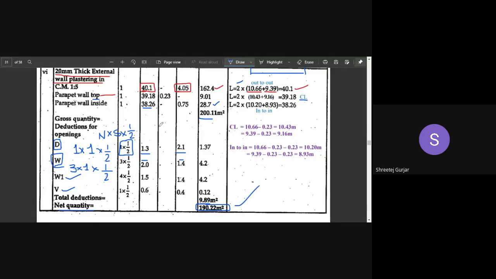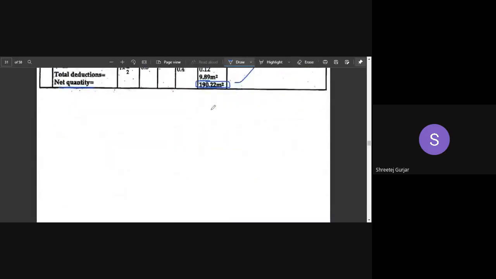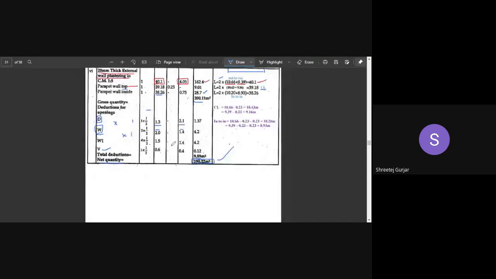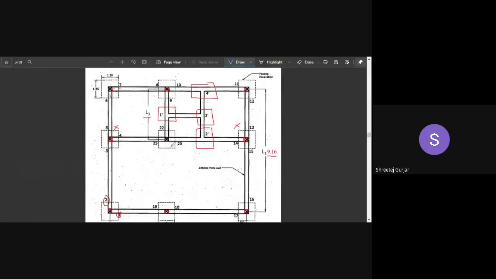So I hope this is clear. So moving on, I think all of the quantities we have calculated, whatever is required, right? So we are done with this numerical. This is an important numerical wherein you have learned how to calculate all the important quantities, and this is how you calculate for your RCC frame structure.